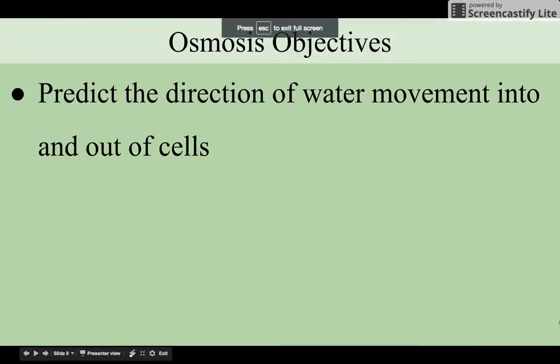Today's topic is osmosis. At the end of this lesson, you should be able to predict the direction of water movement into and out of cells.